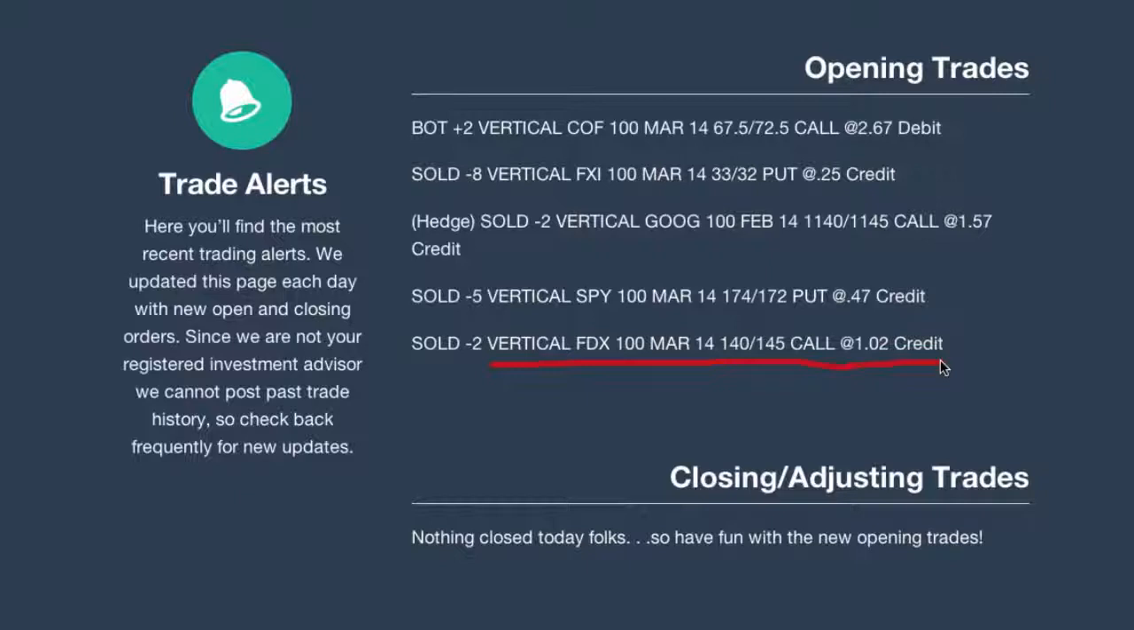But with FTX, we also wanted to make our portfolio a little bit more evenly balanced. So we have a lot of call positions that we've entered recently. So just the vertical call spread in COF or Capital One, the put spread, which is just a directionally bullish trade in FXI, same thing with SPY. So we wanted to, again, make our deltas a little bit more neutral and take some trades on the opposite side of the market. So for FTX, we sold the 140, 145 call spread.